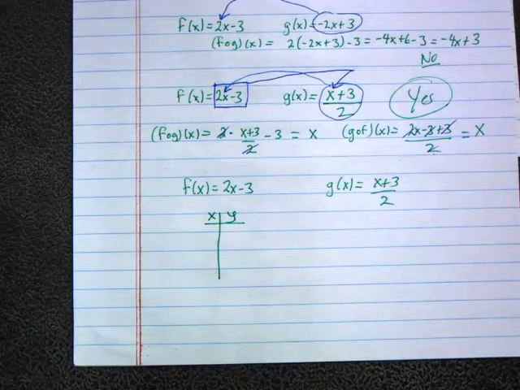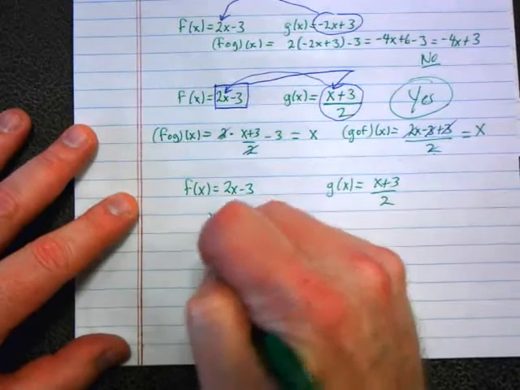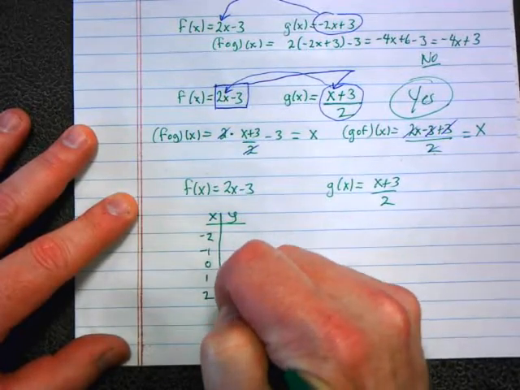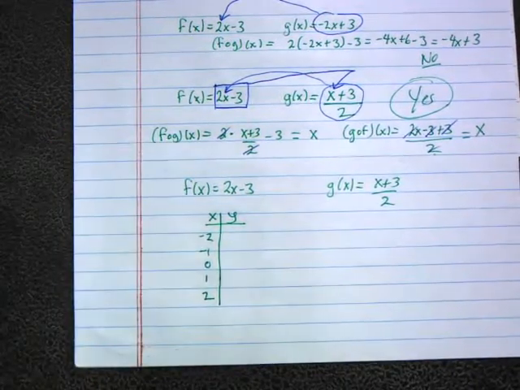For f of x, give me a few of your favorite numbers in the whole wide world. What are some favorite numbers that you like? Negative 2, negative 1, 0, 1, and 2. All right, I'm going to go ahead and plug those numbers in.